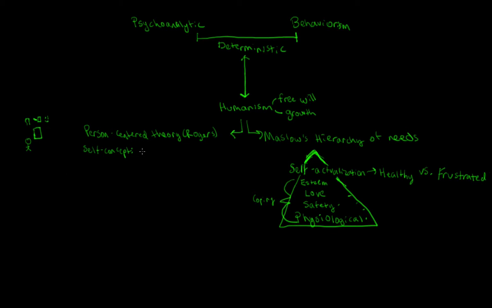And Carl Rogers said that our self concept consisted of three components. The first is our self image, so how we view ourselves. And the next thing is our self esteem. And it's important to note here that self esteem is not the same thing as self efficacy. So, self esteem is our self worth, and self efficacy is how capable we think we are.